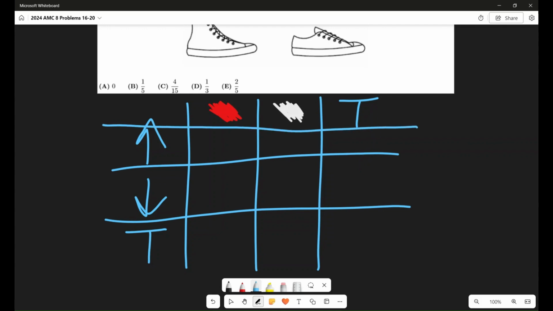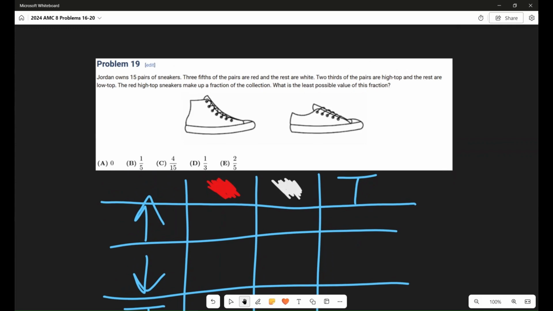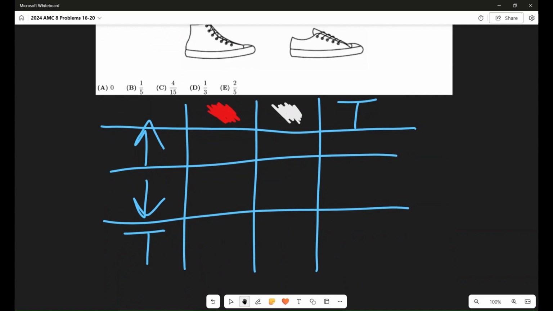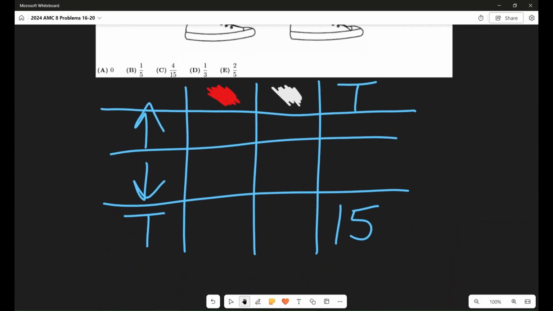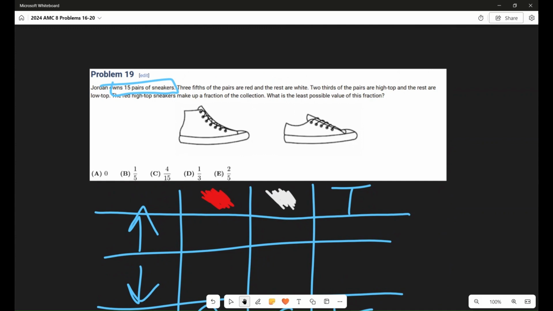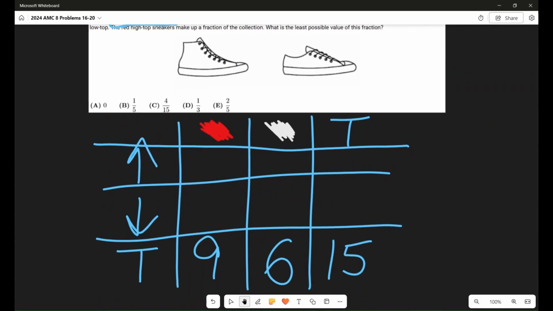So we know that the total number of sneakers is 15 because that's given directly in the question. So we can go ahead and write that in the total. The next thing we were given is that 3/5 of the sneakers, of the pairs, are red and the rest are white. So that means that you have 9 red pairs, 6 white pairs. 2/3 of the pairs are high top and the rest are low top. So that means that there's 10 high top and 5 low top.